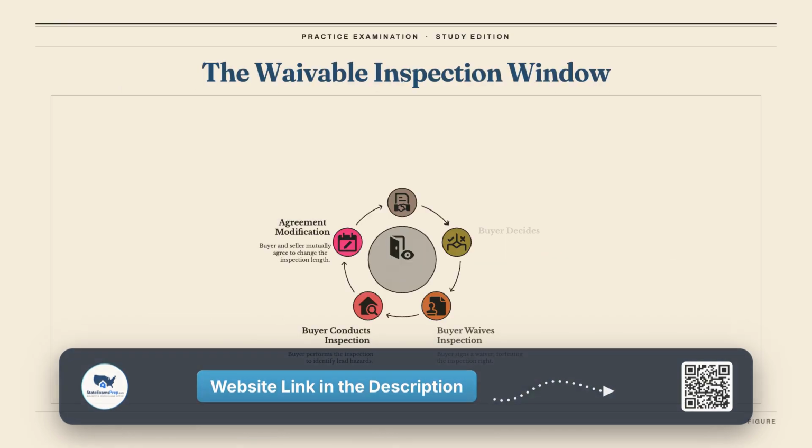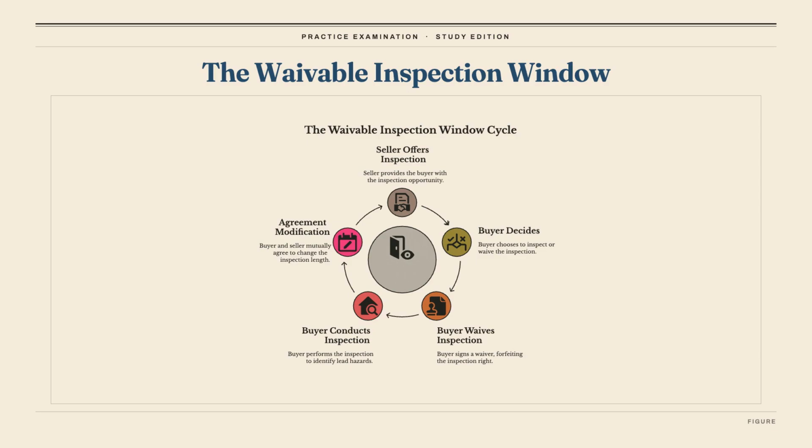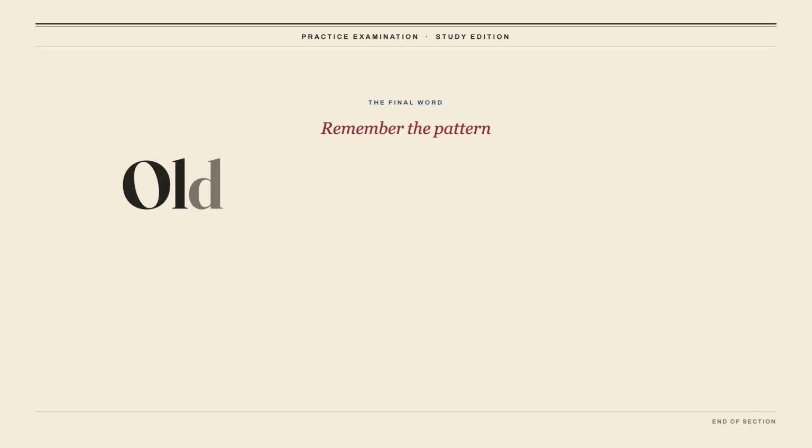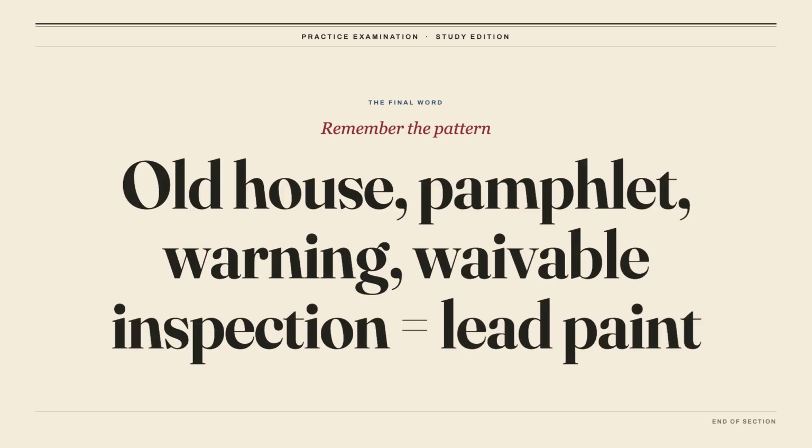The distinctive feature is that the buyer may waive this inspection in writing, and parties can agree to a different length, but the seller can never skip offering the opportunity altogether, and licensees are personally liable if they let that happen. Radon, storage tanks, and asbestos are all hazards, but none carries this federal disclosure package. Whenever a question pairs a pre-1978 home with a waivable inspection opportunity, the hazard being tested is lead-based paint.